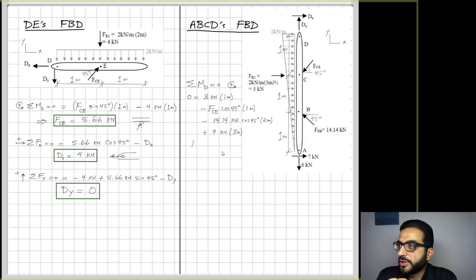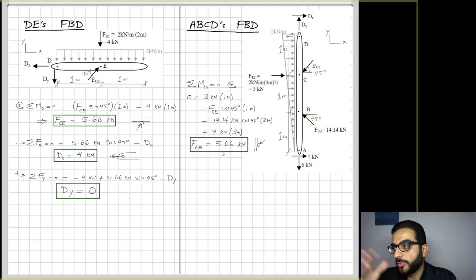You can see here I have a moment from the horizontal component of FCE. I have a moment from the horizontal component of FFB, with their respective moment arms of 1 meter and 2 meters. I have the moment from the resultant of the triangular load, which is 3 kilonewton times 1 meter. And then I have the 7 kilonewton, the horizontal reaction of the support at A, and the moment arm is the whole height here, which is 3 meters.